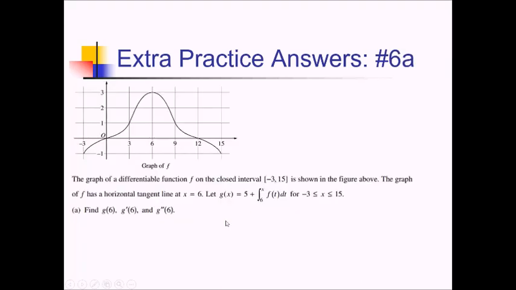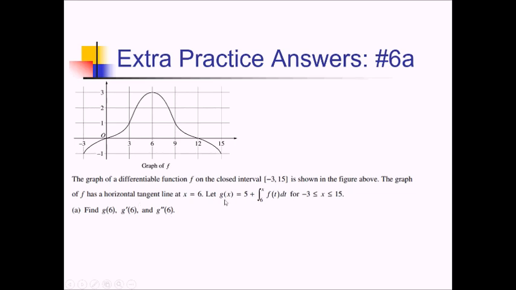For this free response problem, we're given the graph of f, which is differentiable, they're telling us, from -3 to 15. And they're also giving us a horizontal tangent line that they're saying exists at x equals 6. G is defined as 5 plus the integral of the f function from 6 to x on this interval here. So our first task is to figure out g of 6, g prime of 6, and g double prime of 6. Let's start with g of 6.